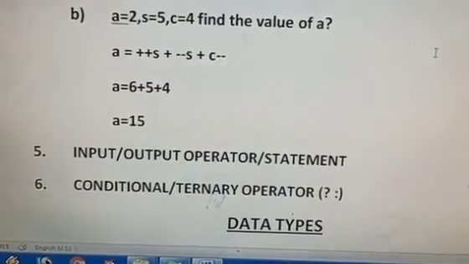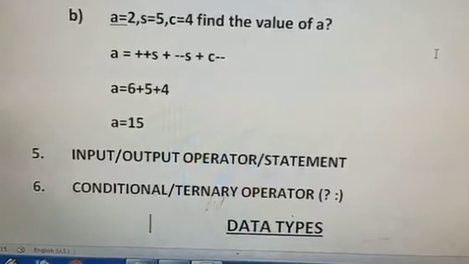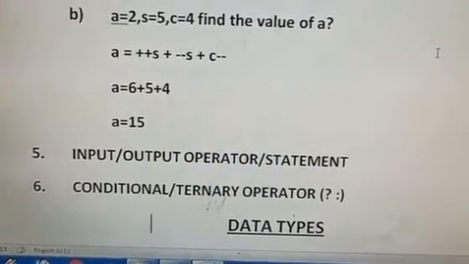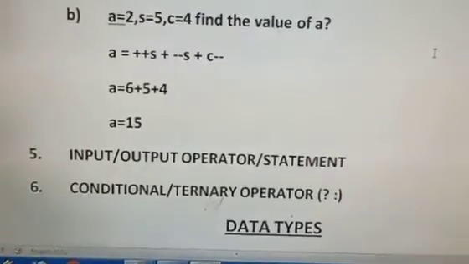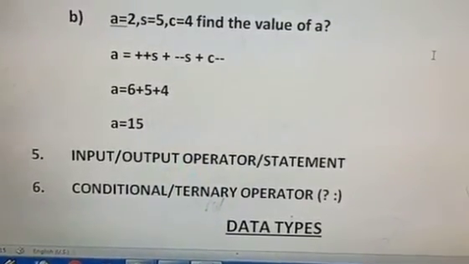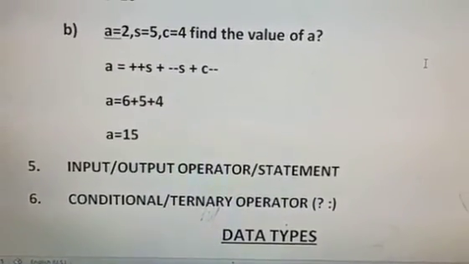Now let's move to the next operator, that is your input and output operator. Basically in C++, these input and output operators we have used as cin and cout, but here in Java we are using statements instead of operators, right? What those are and how we can use them, I will show you in the next video.